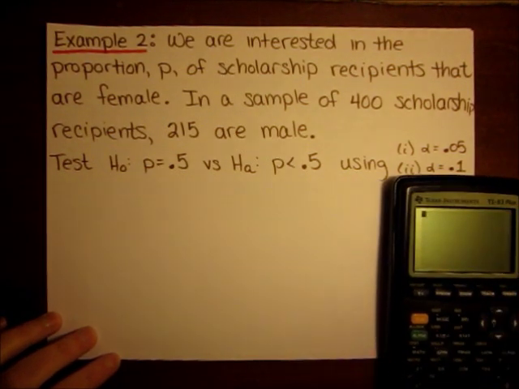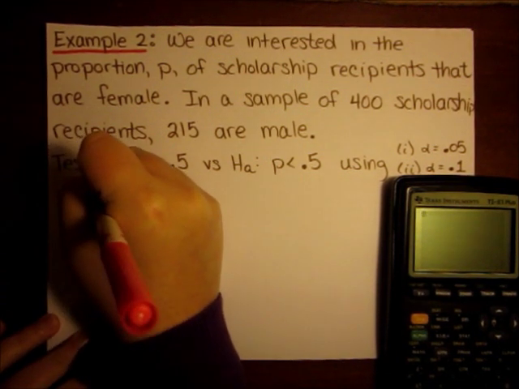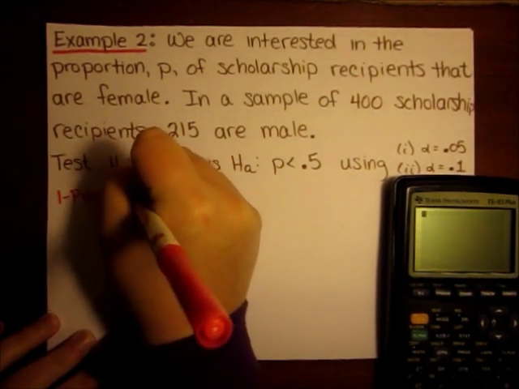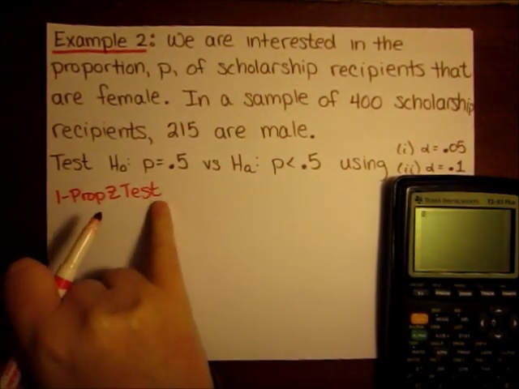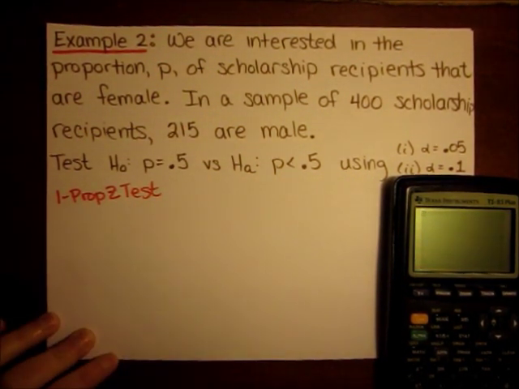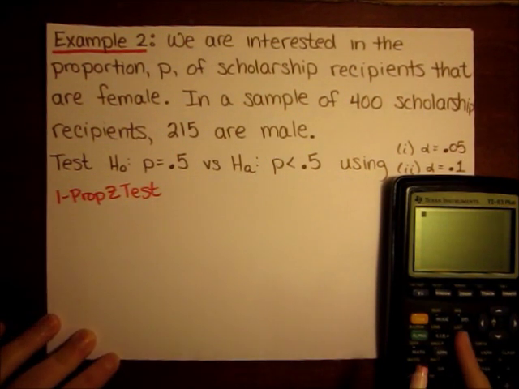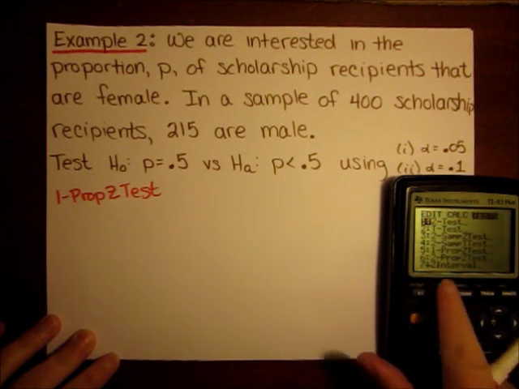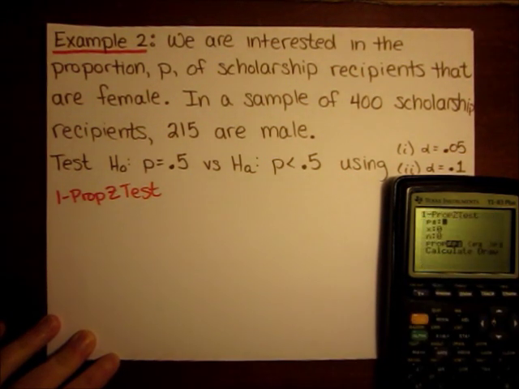Okay, so again, the way that I do this is in my calculator, I go to 1 prop z test. Test is for hypothesis testing. Earlier in the semester we did 1 prop z int for a confidence interval. But we don't want that right now. We want the 1 prop z test. So it's stats, test, 1 prop z test.